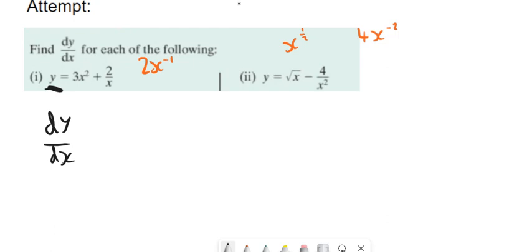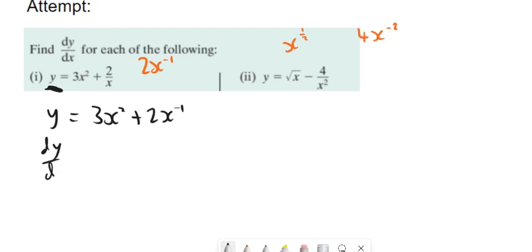Right, so first one, y is equal to 3x squared, and I'm going to change that, like I said, into 2x to the power of minus 1. Now I'm just going to do exactly like I did before, so dy/dx is equal to 2 times 3 is 6, and then the power drops down to a 1, so it's 6x. Minus 1 times 2 will be minus 2x, and then the power will drop down by 1. Now it's a minus 1 already, so if it drops down by 1, it drops down to minus 2, because minus 2 is 1 less than minus 1.